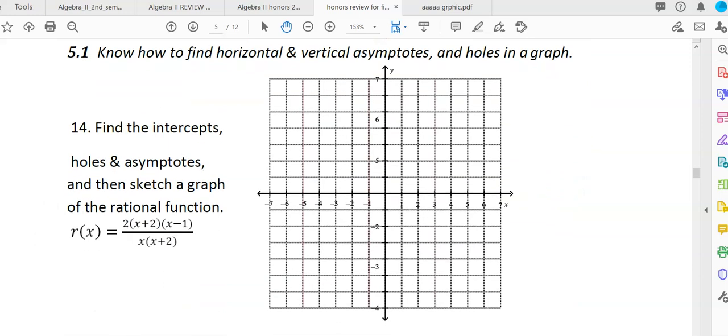Okay, find the intercepts, the holes, etc. So right away I know there's a hole where the x value is -2. I don't know the y value yet. My new function would be r of x equals 2 times x minus 1 over x. So right away I see there's a vertical asymptote at x equals 0.